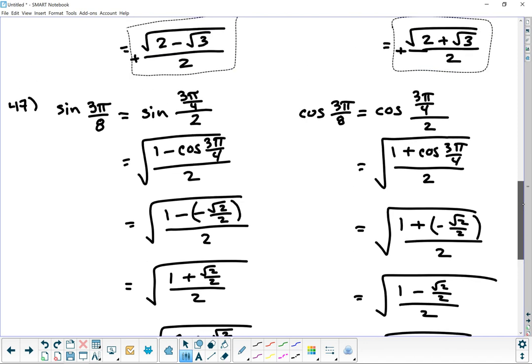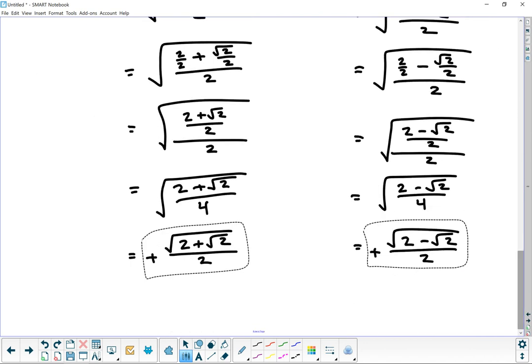Okay, so that's number 47. So this is the sine of 3 pi over 8, and this is the cosine of 3 pi over 8. Okay.